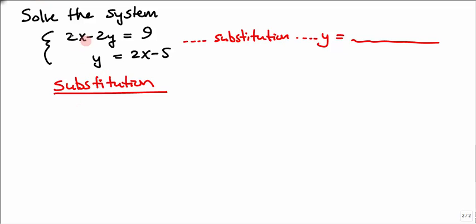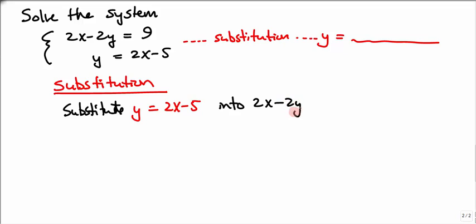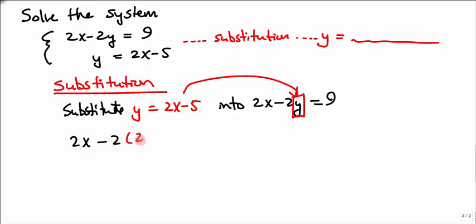So what I do is I want to substitute y equals 2x minus 5, because it's already solved for y, because you have to solve for a single variable, into 2x minus 2y equals 9. So for this value of y, what I'll do is plug in 2x minus 5. So it's going to look like 2x minus 2, then in place of the y, I'll have 2x minus 5 equals 9.